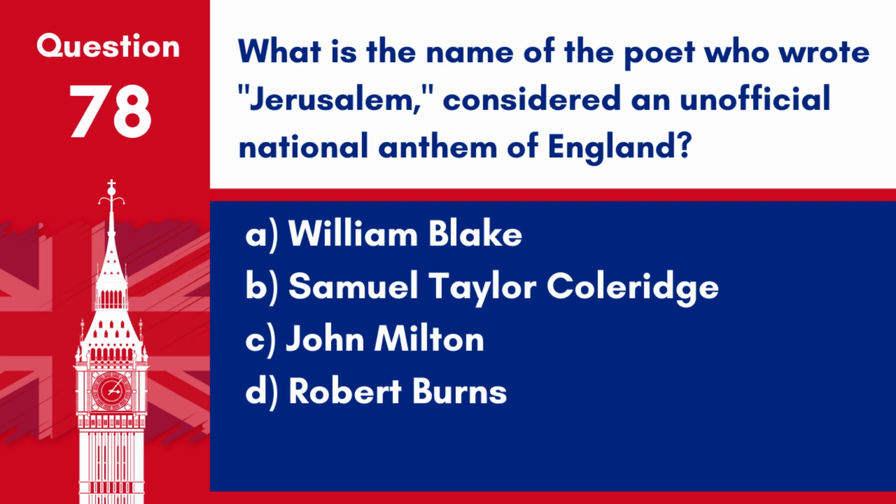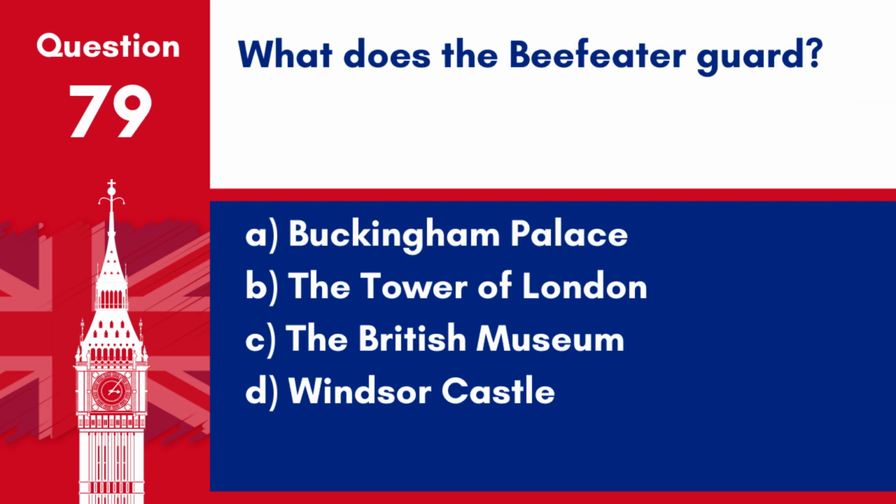Question 78. What is the name of the poet who wrote Jerusalem, considered an unofficial national anthem of England? A. William Blake. B. Samuel Taylor Coleridge. C. John Milton. D. Robert Burns. Answer: A. William Blake. Jerusalem was written by William Blake and has become an iconic poem and hymn, often considered England's unofficial national anthem.